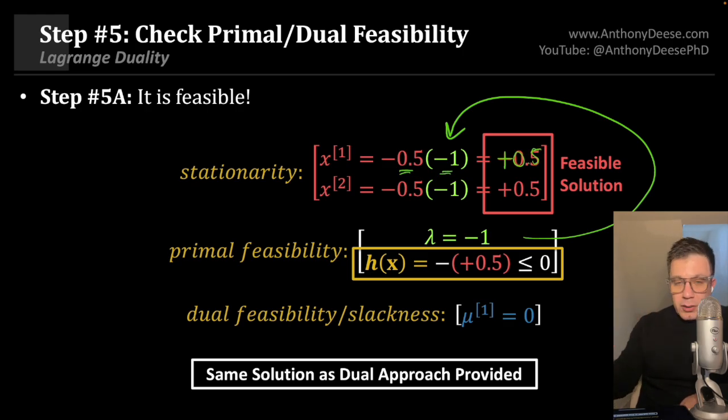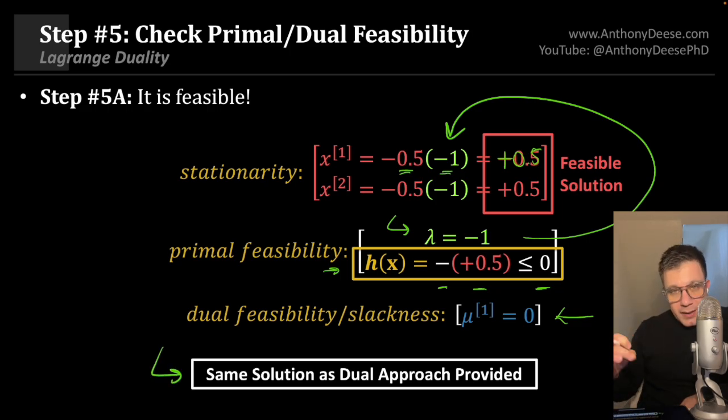Now we need to check all of our primal and dual feasibility conditions. Dual feasibility is not really a problem because we assume that mu was equal to 0, so it is by default greater than or equal to 0. We do have to check our h of x constraint, and fortunately it is satisfied, because minus 1 times positive 0.5 is less than or equal to 0. If we wanted to, we could go ahead and check the g of x constraint again, but we used that in order to solve, so we can assume that that is satisfied.